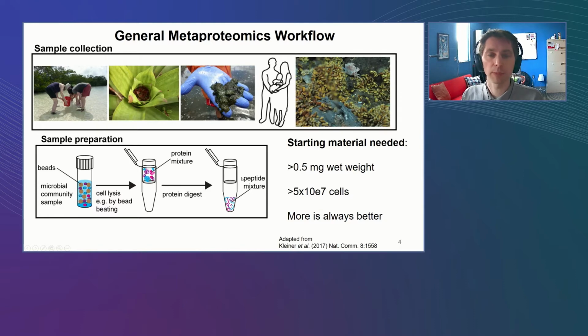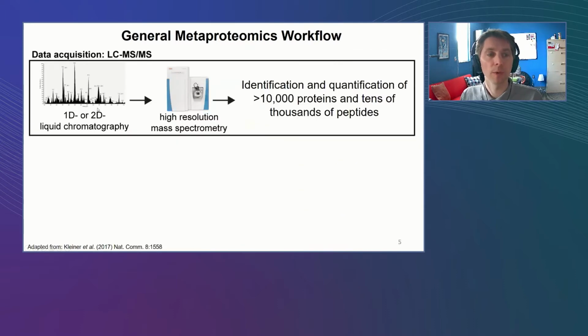Okay, so you have this cleaned up peptide mixture. The next step is to separate the peptides using liquid chromatography, and you can do one-dimensional or two-dimensional separation. Some of them are very long if you have a very complex sample. The eluting peptides are then injected into a high-resolution mass spectrometer, and hundreds of thousands of spectra are generated for your sample. We then use this mass spectrometry data in combination with protein sequence databases to identify and quantify proteins. For some samples, we can identify and quantify more than 10,000 proteins and tens of thousands of peptides.